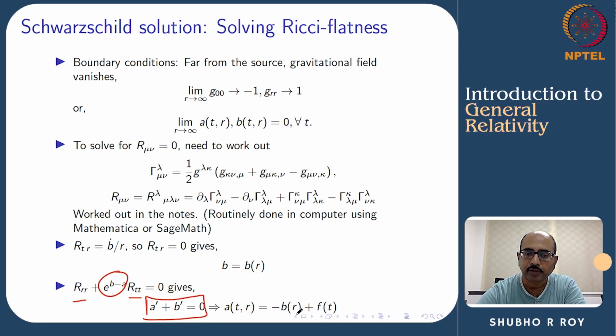One is, of course, minus B, the same coefficient, which is purely a function of R, and the other is a constant of integration, which is purely a function of T. Because when we do integration with respect to R, we have an undetermined pure function of T. Okay, so these two conditions immediately tell you that B is independent of T, and A is given in terms of B, or A differs from minus B by an undetermined function of time.